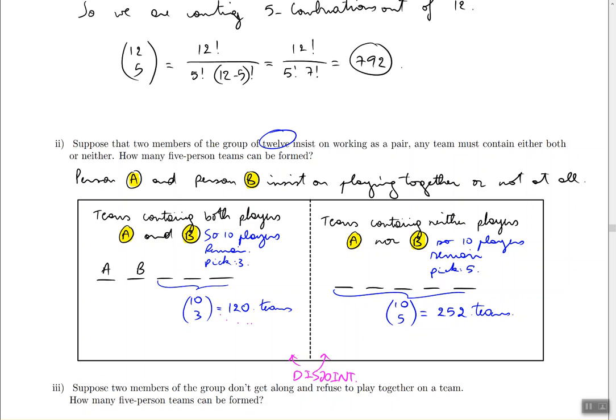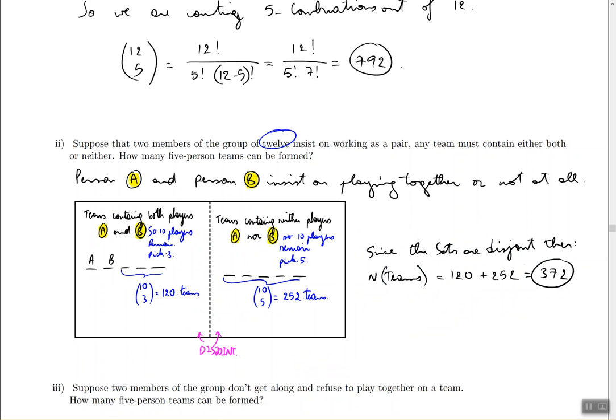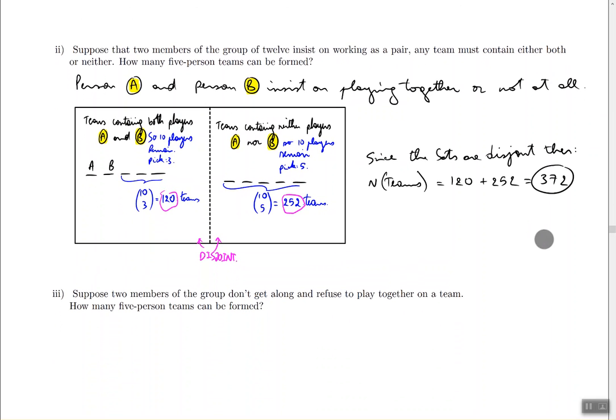I just have to add the 120 and the 252. So since the 2 sets are disjoint, the number of teams that we have in question will be the sum of the 2 numbers that we got, the 120 and the 252, which is going to be 372 possible teams. Cool, that's it. So now suppose we have a situation where the 2 members in the group don't get along and they refuse to play together on a team.